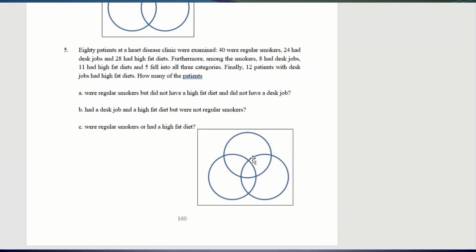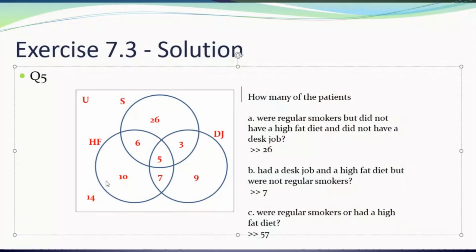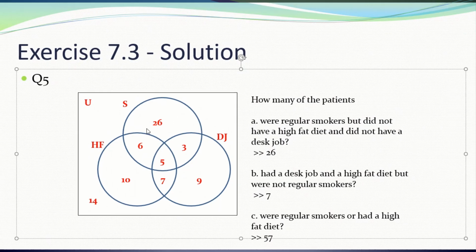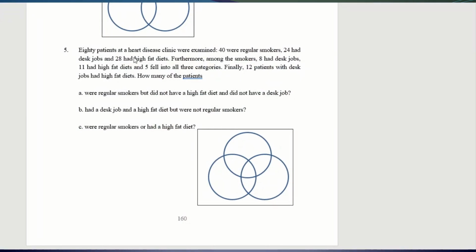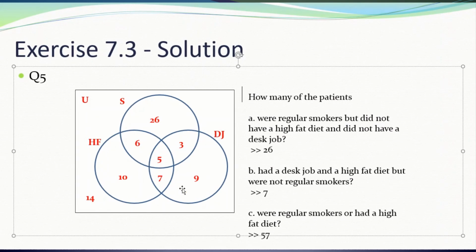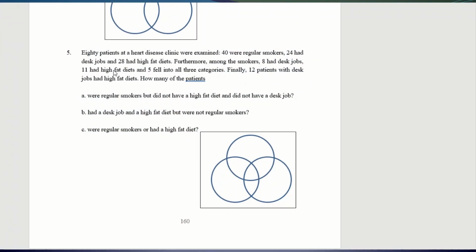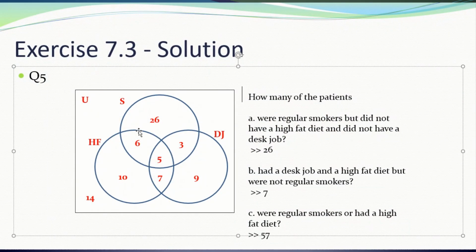It's okay. So 40 were regular smokers. So smokers in total must be 40. Okay. 24 had desk jobs. So desk job is here. You just follow. Actually, my order will be easier for you. This must be 24 in total. High-fat diet is 28 in total. Okay, so 5 is in the middle.